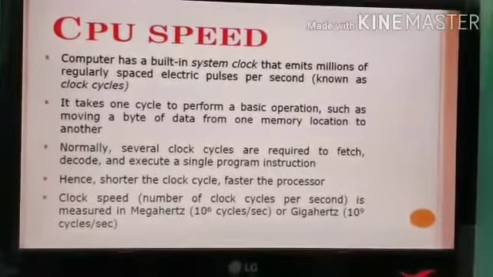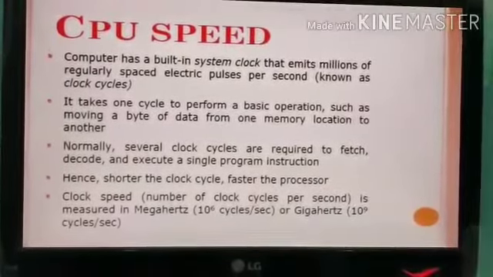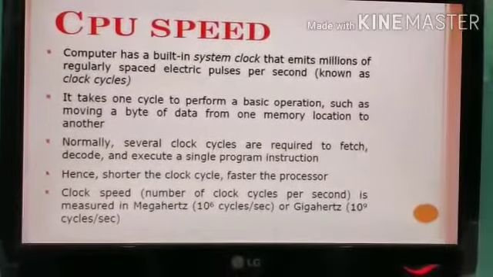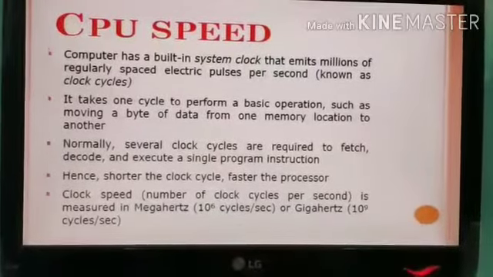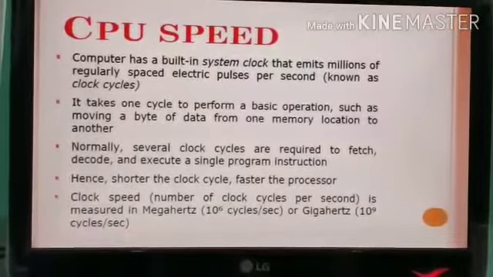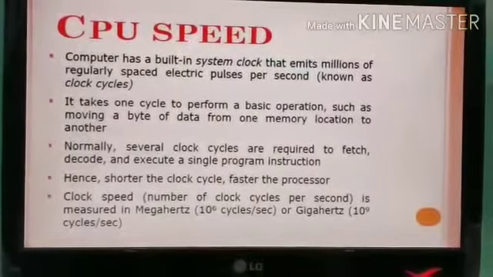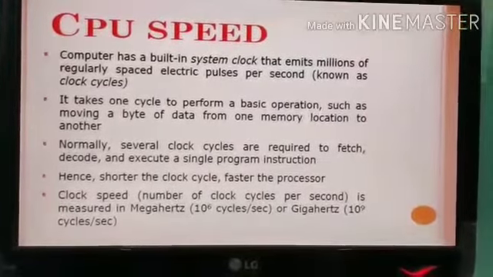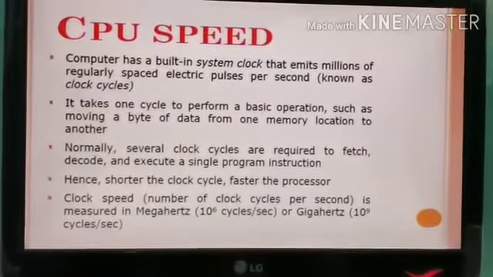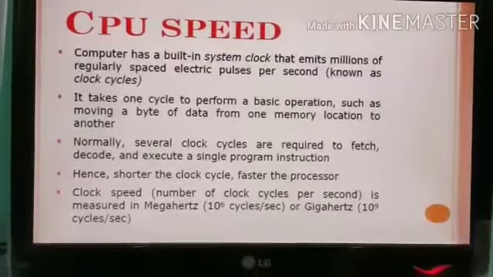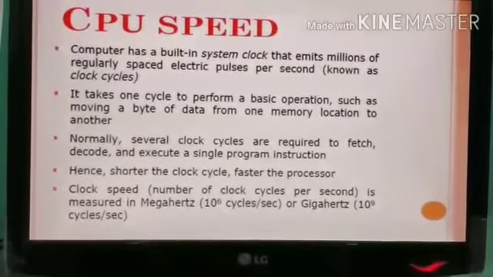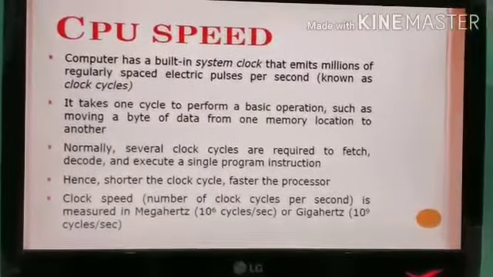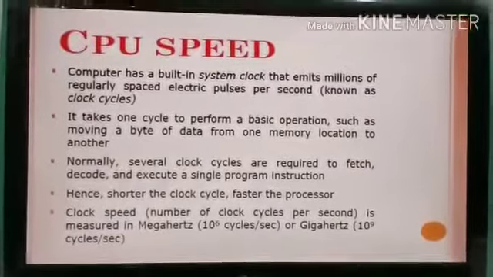The clock speed is measured in megahertz, that means 10 to the power 6 cycles per second, or gigahertz, 10 to the power 9 cycles per second. It means the CPU contains a tiny quartz clock. If the instruction or the data is processed in lesser time, it means the speed of the CPU is high and its performance is always high.